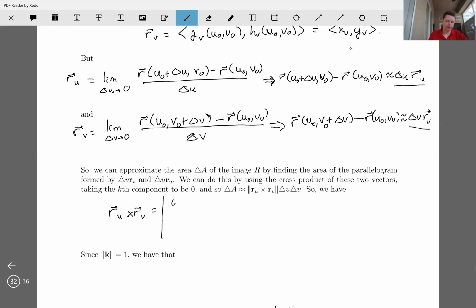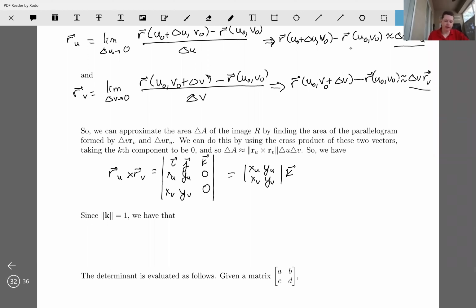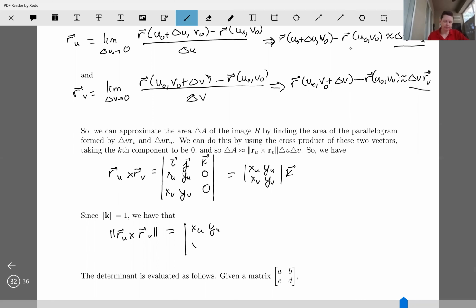So the cross product is going to be the determinant of the matrix whose components are these. And if we do our determinant properly, this is what we're going to be left with, because when we take the first two components of the derivative, that's going to give us 0, and we're just left with the third component. Now we're taking the magnitude of this, and the magnitude of the vector k is just 1. So my delta A is approximately just the value of this determinant.